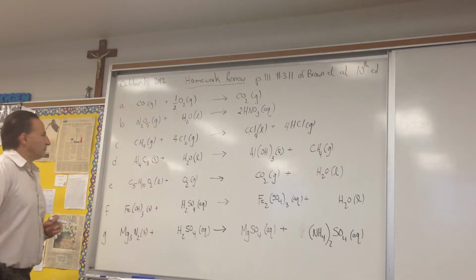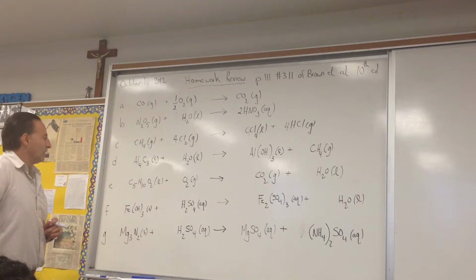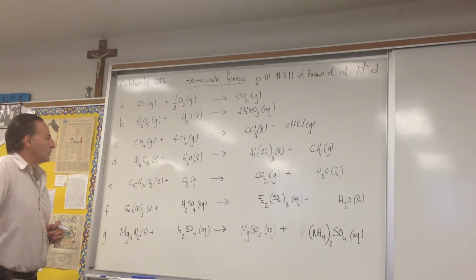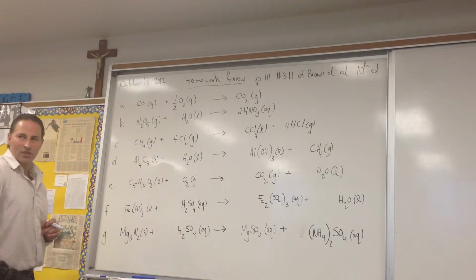Let's look at D. Aluminum carbide with water gives you aluminum hydroxide and methane. We have 4 aluminums on the left and how many on the right? What would be a logical starting point there?